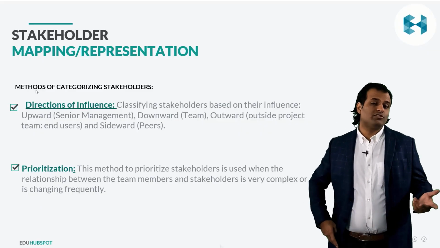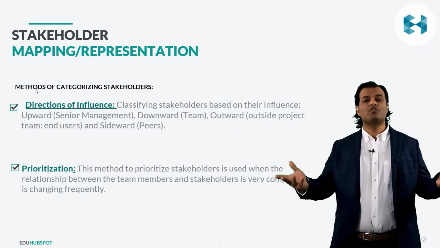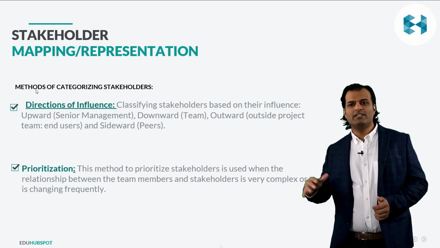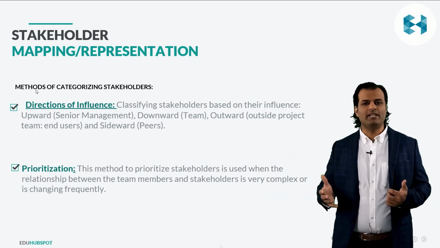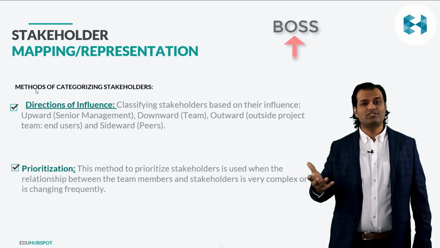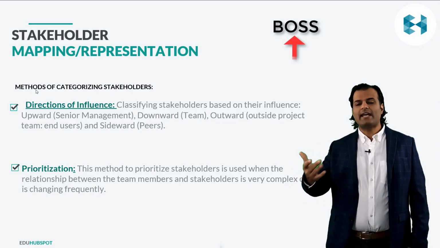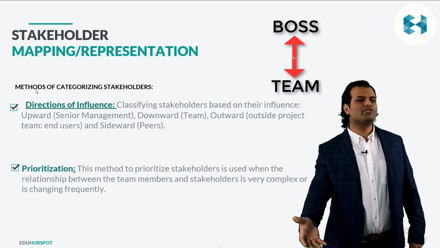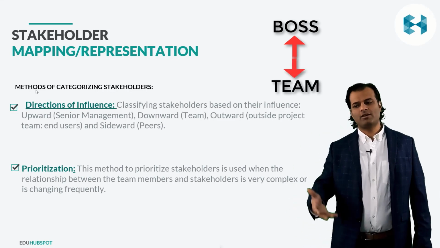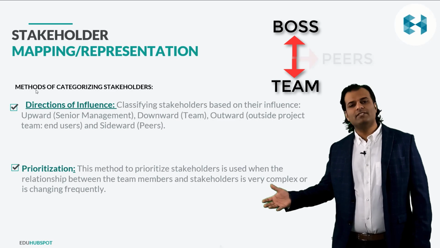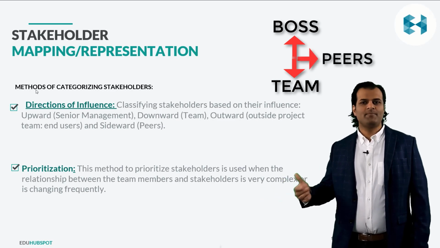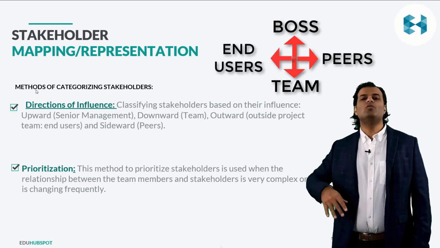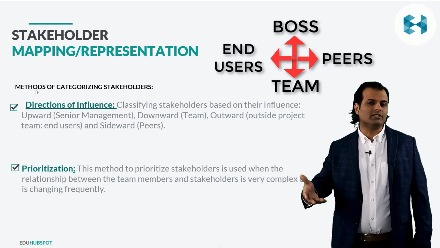Then we also have other things like directions of influence, and directions of influence are upward, downward, sidewards, diagonal. There are so many. Upward is your boss. So for those stakeholders, their direct influence is pretty high. Then someone who is on your team, your direct influence on them is high. So that's your downwards. Then sidewards is your peers basically. And then we have outwards. Outwards would be outside your project team, like your end users, like this video.